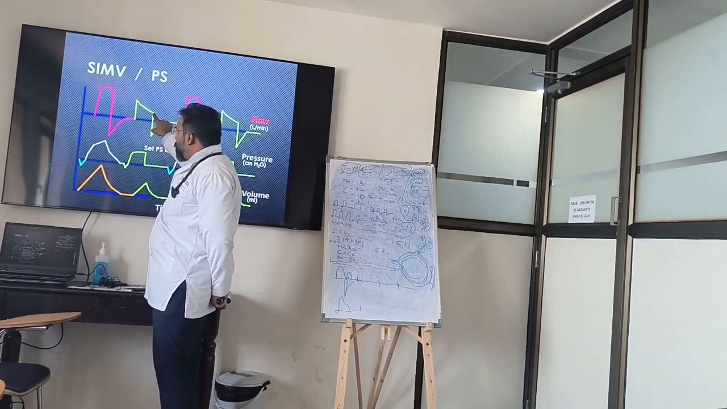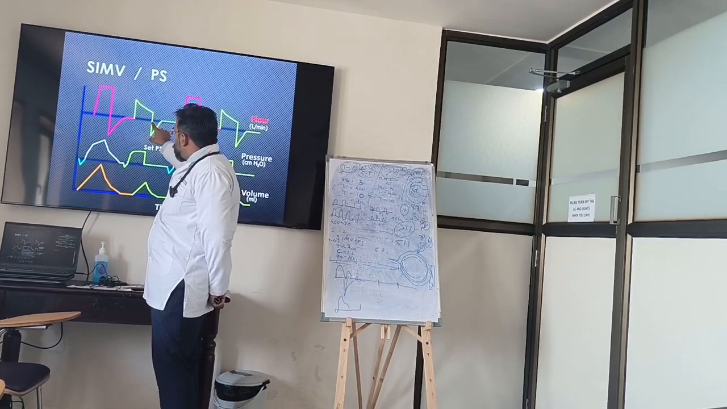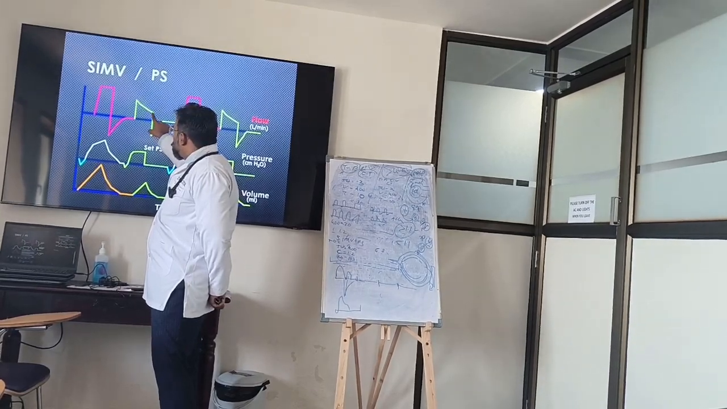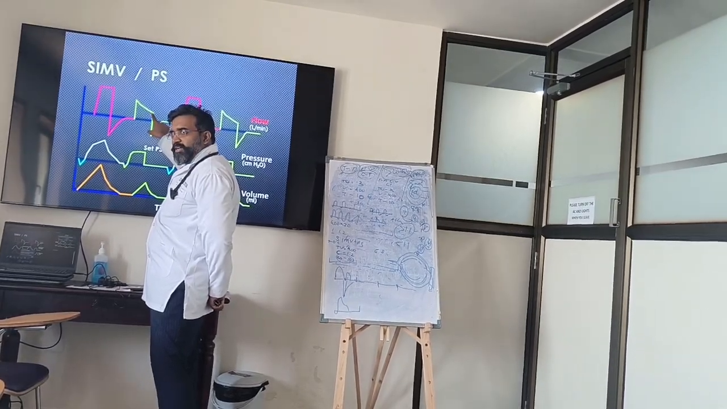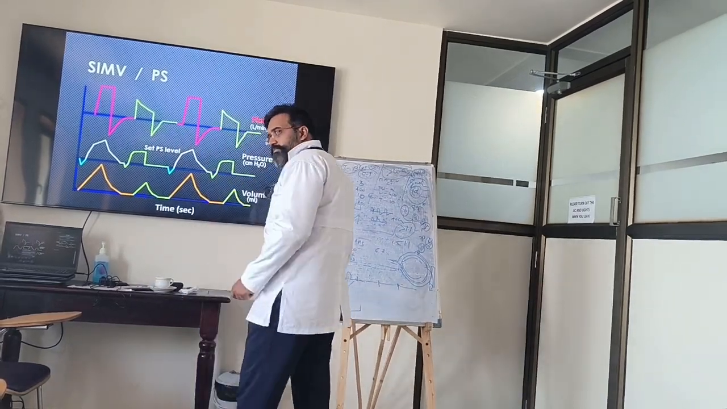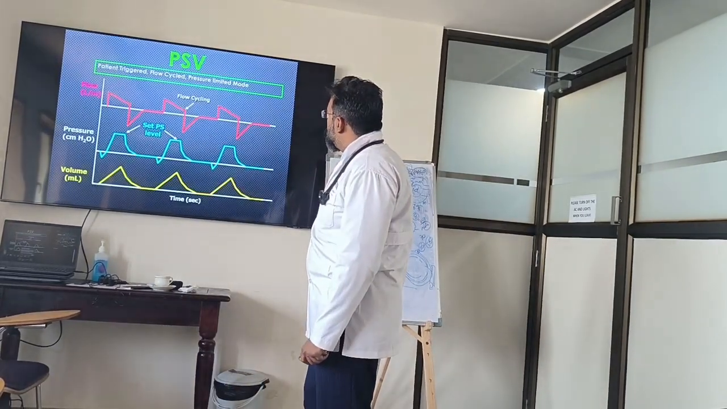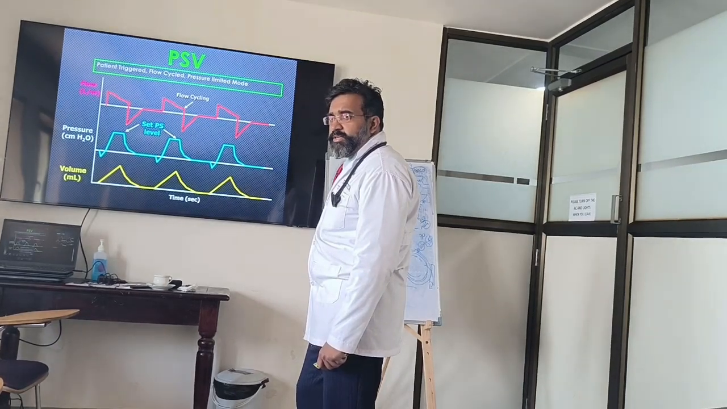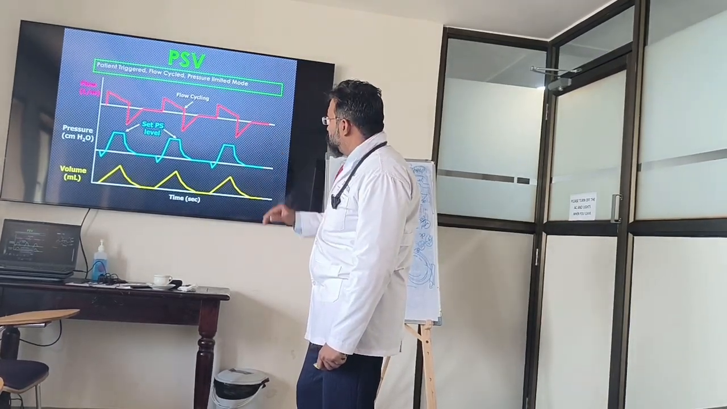Whereas in the other mode, what is happening here? Cycling is occurring here. It has not reached the baseline. It has started cycling here itself. You understand? So it's flow cycle. So this is flow cycling. This is flow cycling. Set pressure support.